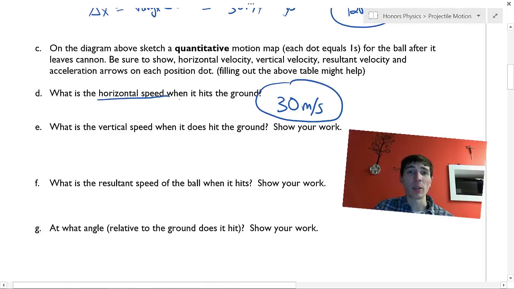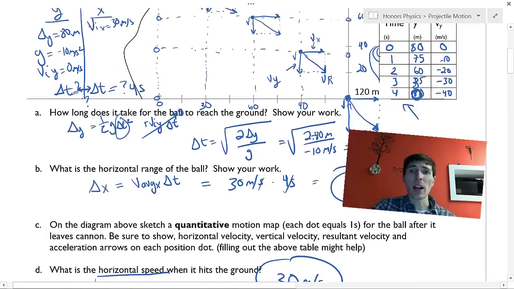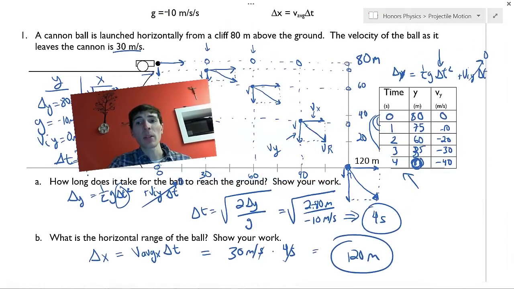It just kept moving. There was no friction, there was no drag, so it kept that same 30 meters per second. Part E says, what is the vertical speed when it hits the ground? Show your work. Vertically, when it hit the ground, looking at the table, we said it was negative 40, just based upon what happens with velocity.